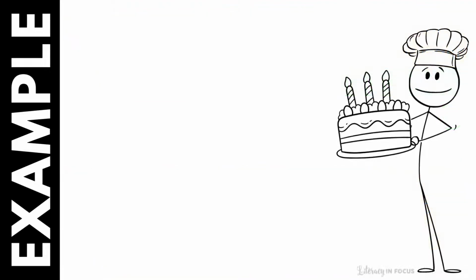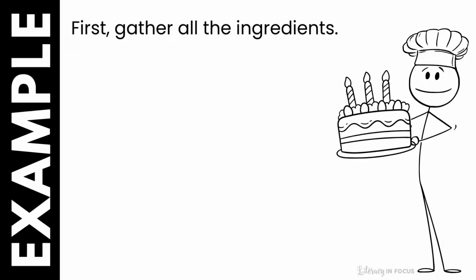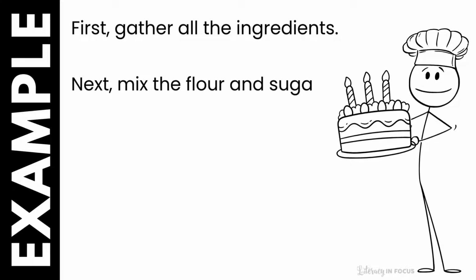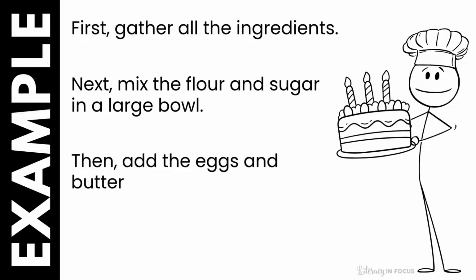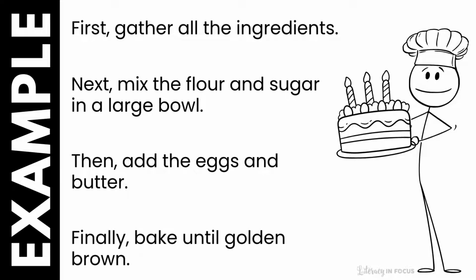Here's another example. First, gather all the ingredients. Next, mix the flour and sugar in a large bowl. Then, add the eggs and butter. Finally, bake until golden brown. Do you see how the transition words guide readers through the recipe?